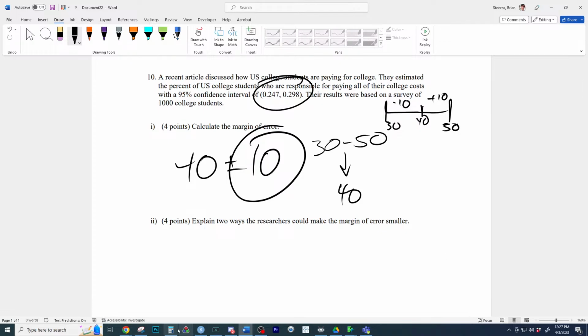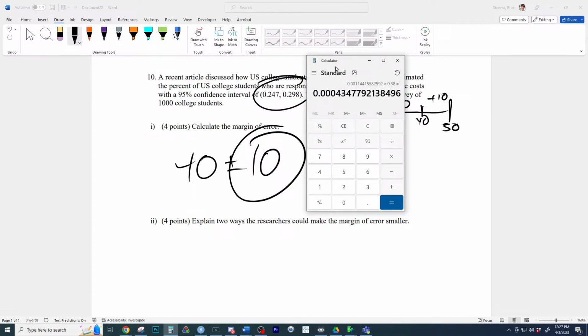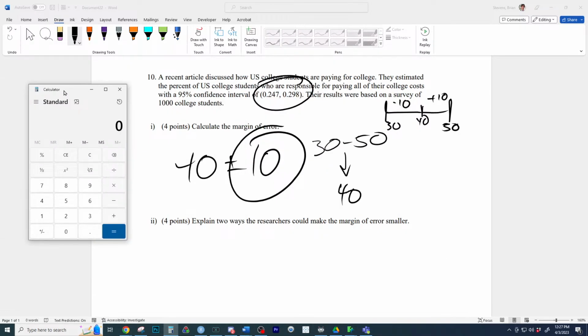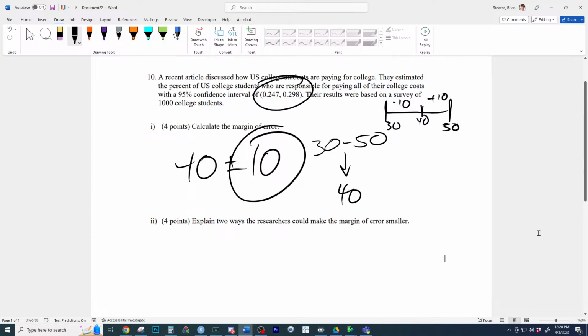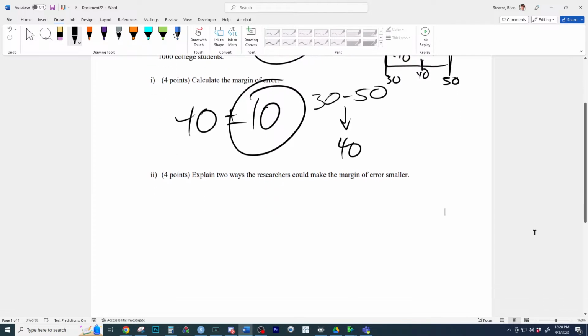It's just not nice numbers. So the length of an interval is how far apart the numbers are. This is on test 3. And there it is right there. That's half the length of the interval. Yep. It's just the length of the interval divided by 2. So the same concept applies with numbers that are not as pretty as 50 and 30. You just take the length of the interval divided by 2. The two ways they could make the interval smaller, make the margin of error smaller.